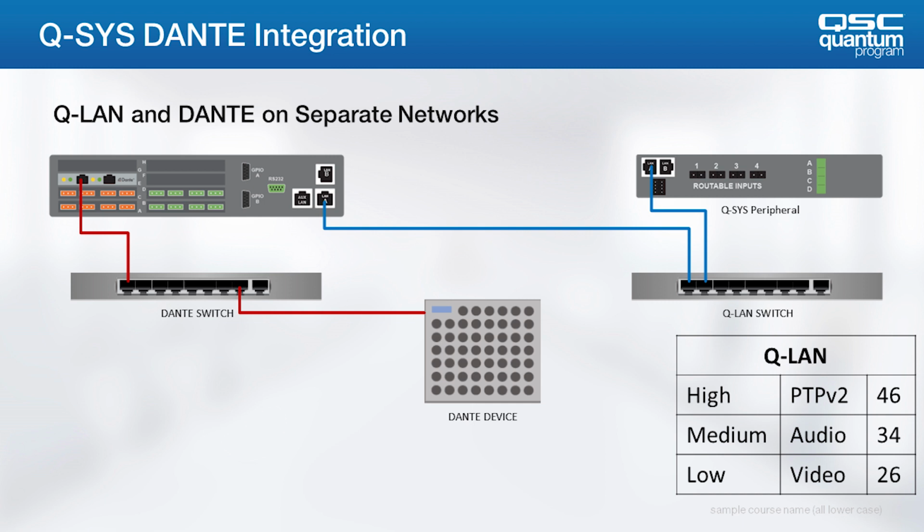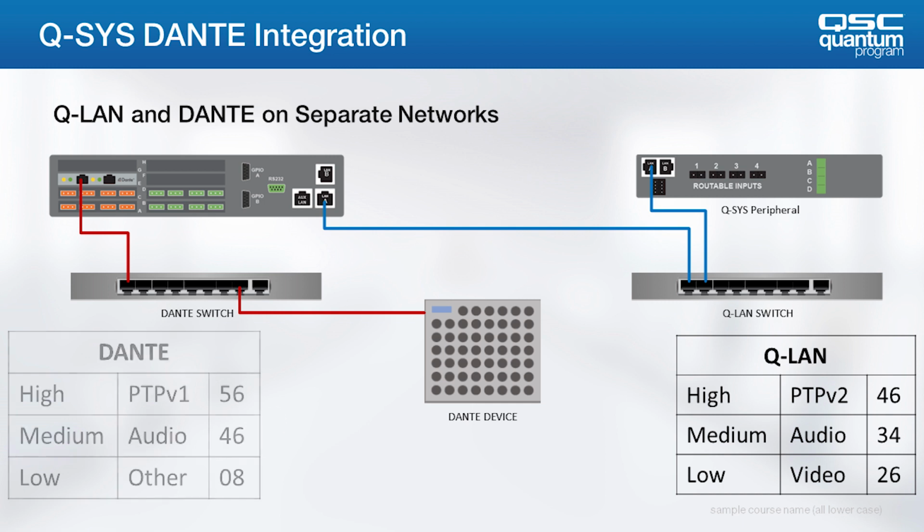In this case, the QLAN switch would be configured according to QLAN guidelines. Values 46, 34, and 26 would be prioritized in that order, as those are the DSCP values for PTP-v2, QLAN audio, and QLAN video, respectively. The Dante switch would be configured with the values recommended by Audinate. They use 56 for PTP-v1, 46 for audio packets, and 8 as a reserved value for some special functionality.